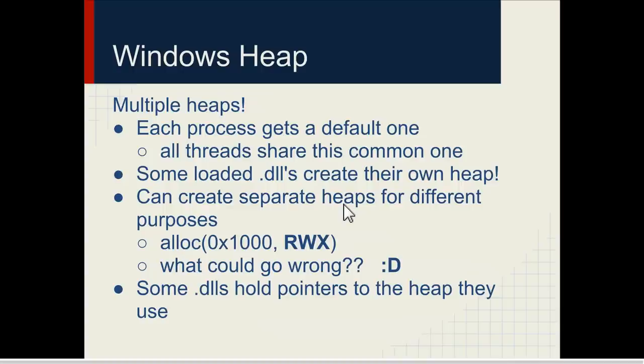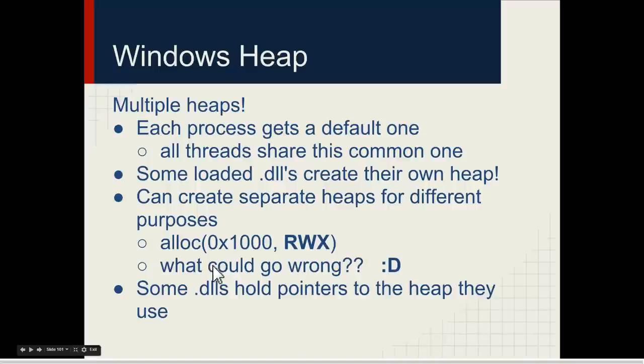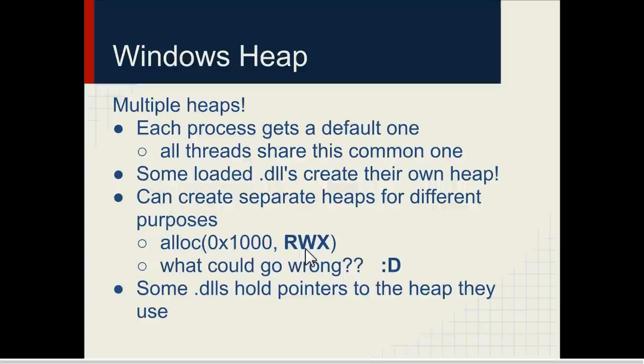So something that's important to note, in Windows there can be multiple heaps. Each process gets a default one. All threads for a process share a common heap. Some DLLs that are loaded create their own heap. And you can create separate heaps for different purposes. The book gives this example, though I wasn't able to find any exploit examples that use something like this, allocating something with specified permissions. I'm not sure if this is actually deprecated or not, but certainly if it's still a valid function, being able to allocate arbitrary memory segments with whatever permissions you want allows you to both write to them with shellcode and then execute that segment as well.